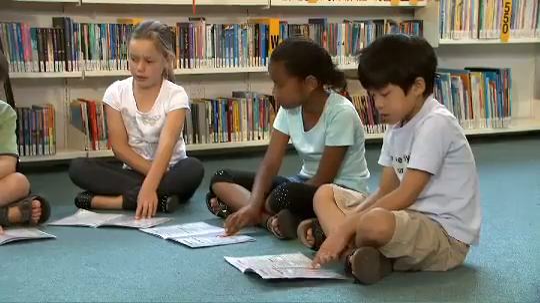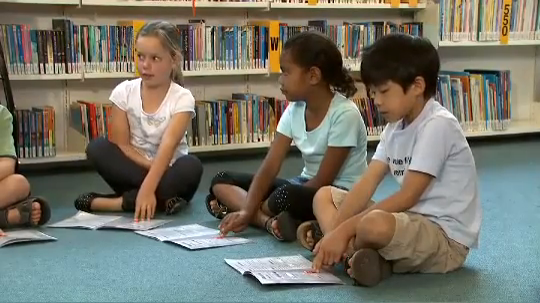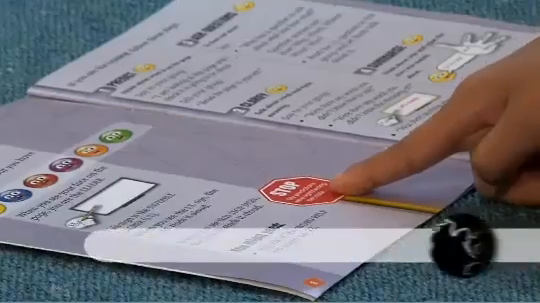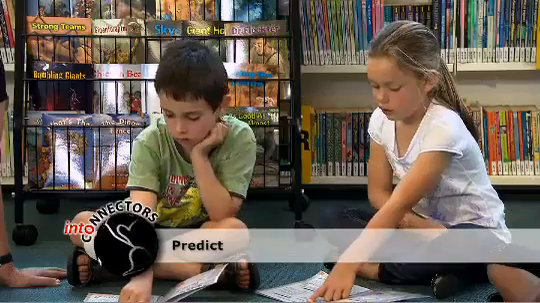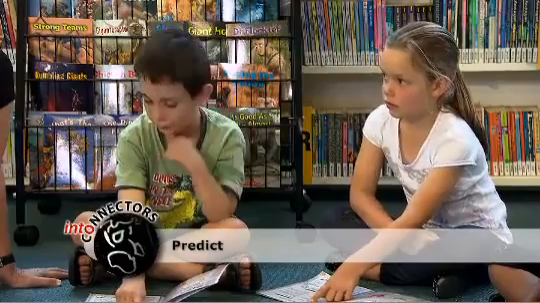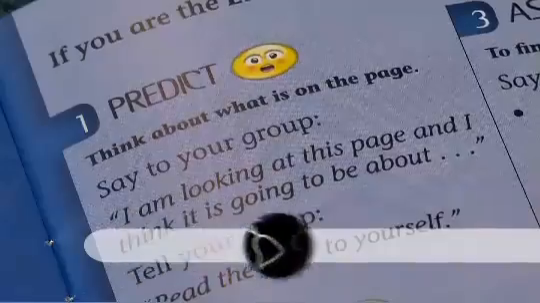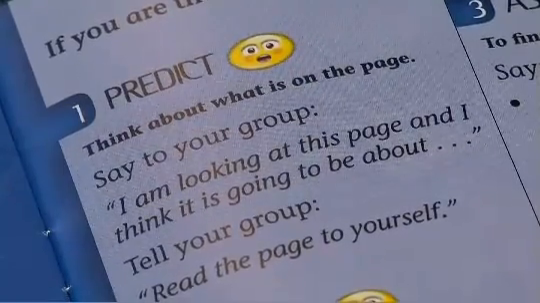You say if your predictions were right or wrong. Right, what does predictions mean? What you said at the beginning. Good girl. And so can you, when you're a leader and you have to predict, find where it says predict on the page here. Can you put your finger on the word that it says predict? Can you read out, if you're the leader and you have to predict, Araha, can you read out what you say? I am looking at this page and I think it is going to be about.